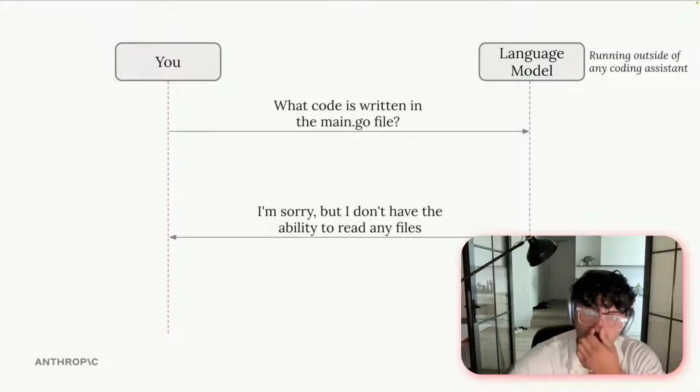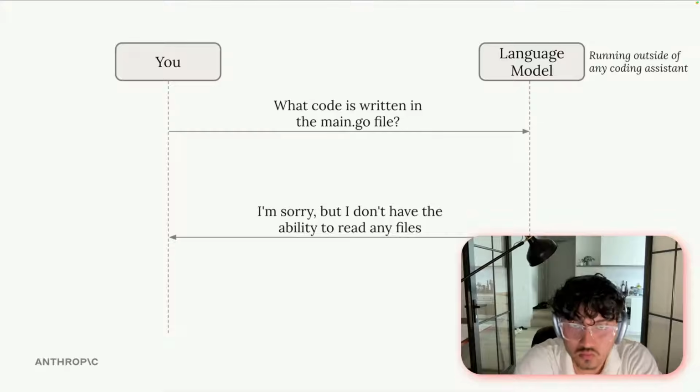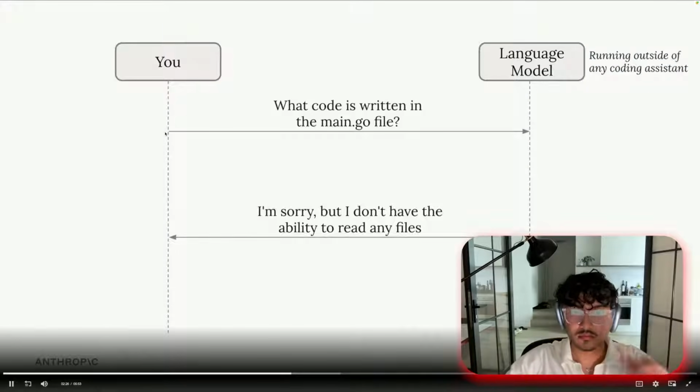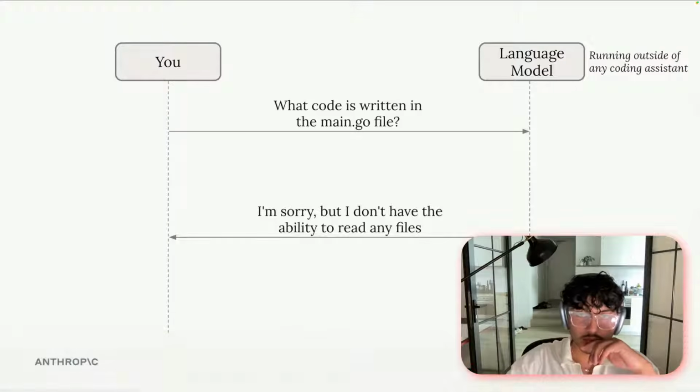Language models take in content like text and they return text. That's it. That's the entire extent of their capabilities. And this is true of all language models. So if you were to send some text into a plain language model asking it to read a file, it would most likely respond by saying that it doesn't have the ability to read any files.